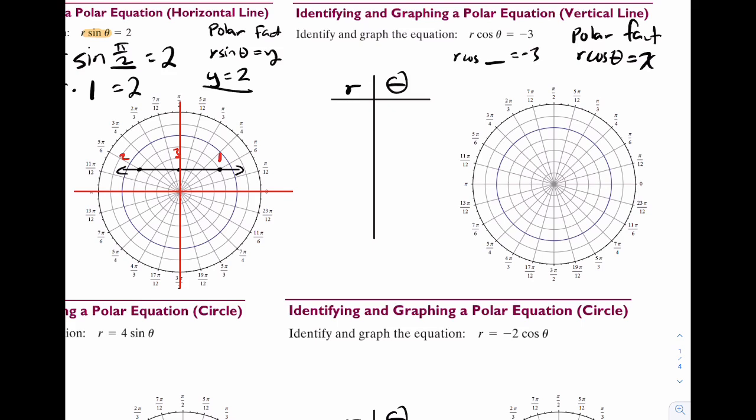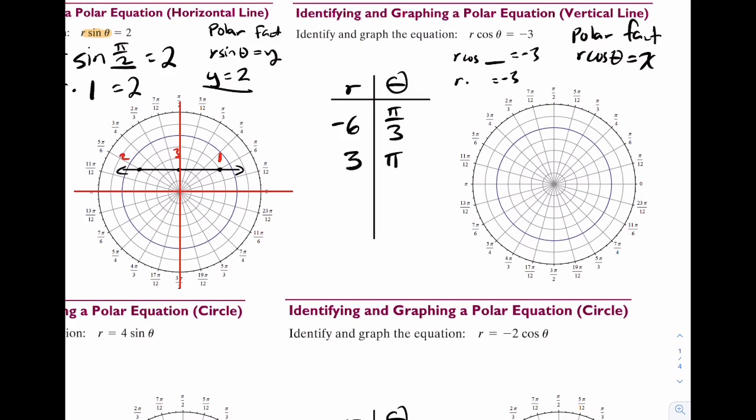So for sine, we like pi over 6. For cosine, we like pi over 3. That's because cosine pi over 3 is 1/2. So if theta is pi over 3, r is going to be -6. Okay, let's try another one. Another good angle for cosine, I'm going to use pi, since cosine pi is -1. And look at that, I can solve. r must be 3.